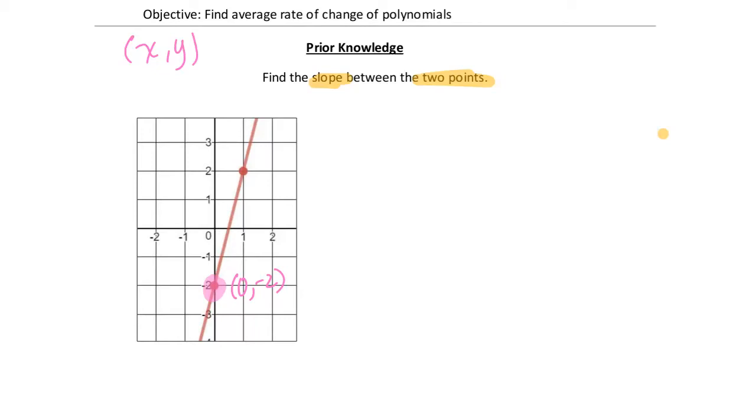And then I need the other coordinate up here. The other coordinate is (1, 2). My x value is 1 and the y value is 2. So in order to find the slope, there is a formula that we have for slope. That's y2 minus y1 over x2 minus x1.